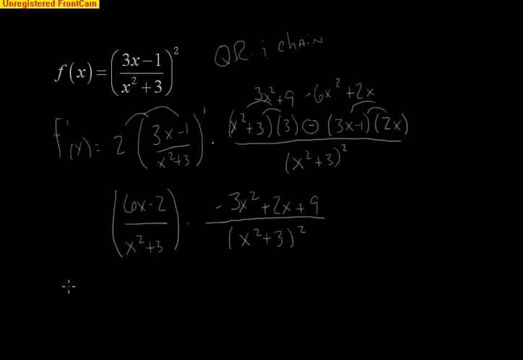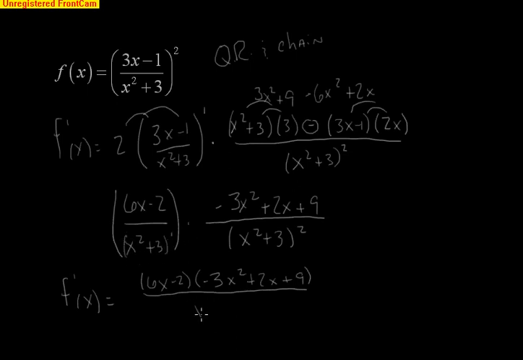Now the only thing left I need to do here is just multiply these fractions out across the top. So I have 6x minus 2 times negative 3x squared plus 2x plus 9. And then when I multiply across on the bottom, I've got like bases, so I can add the exponents here. So I'm going to have x squared plus 3 cubed. So there are 4 quick examples of the chain rule, and hopefully that'll match up with the notes that you had in class.